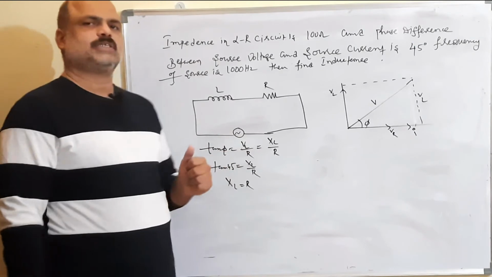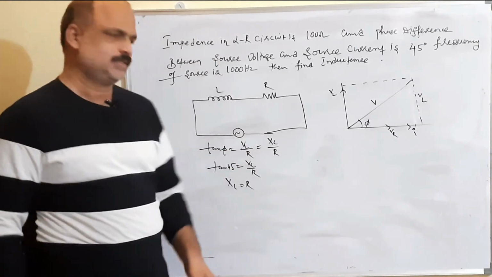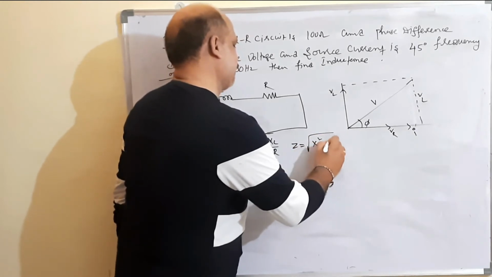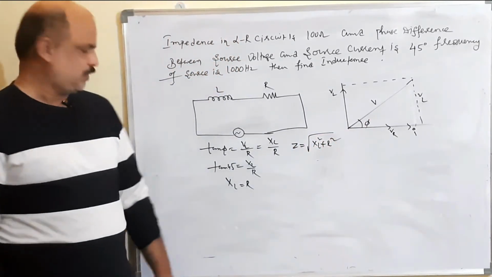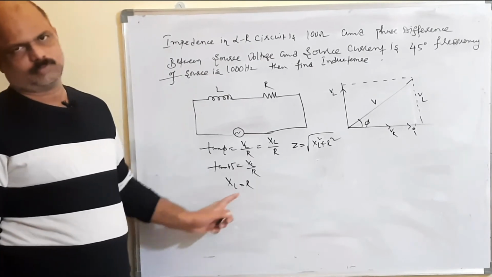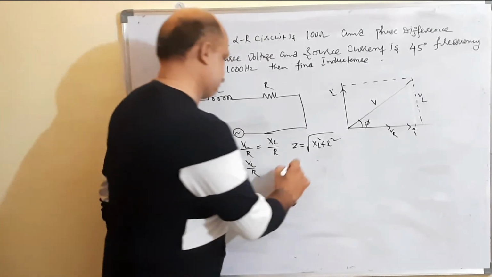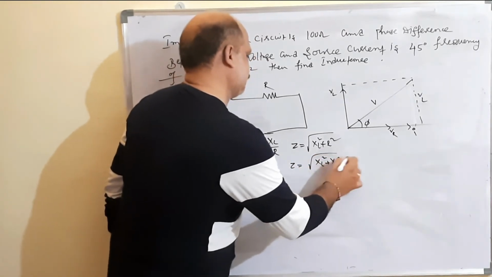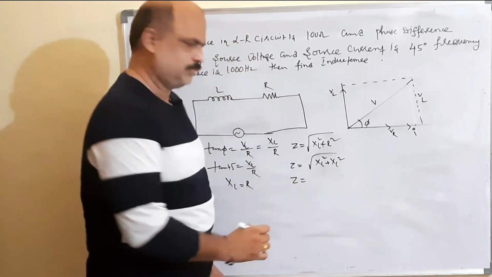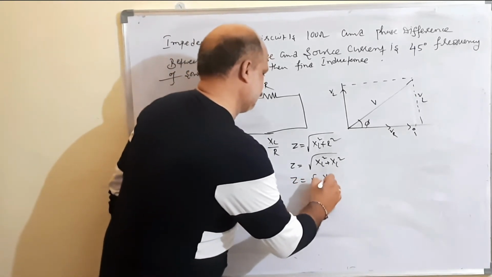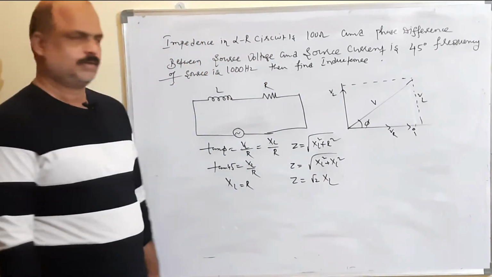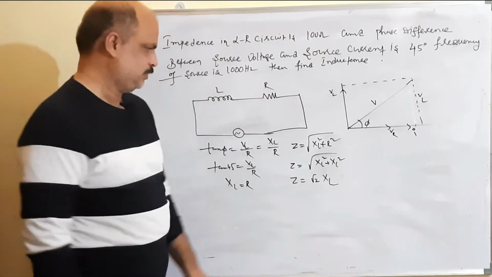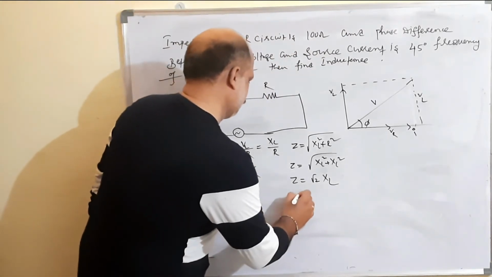The total resistance in the LR circuit is called impedance. So that impedance formula is Z is equal to square root of XL square plus R square. According to problem, XL is equal to R. So Z is equal to square root of XL square plus XL square, Z is equal to root 2 XL. Here what they given in the problem, impedance of LR circuit is 100 ohms.